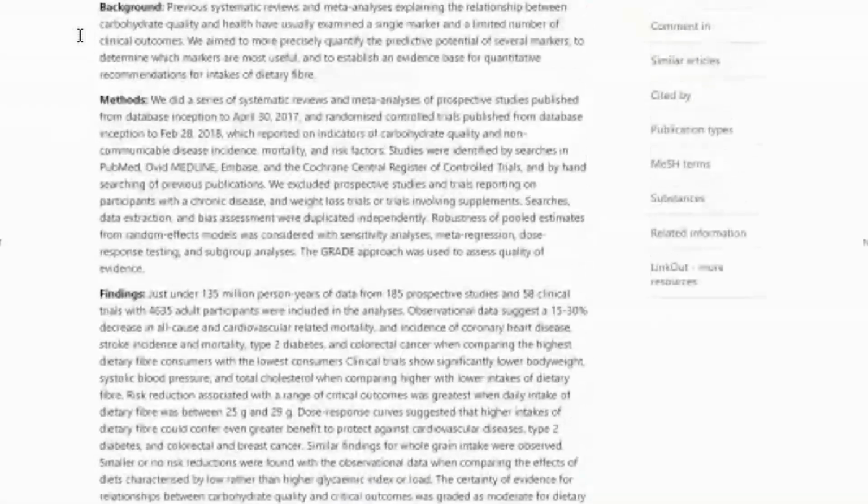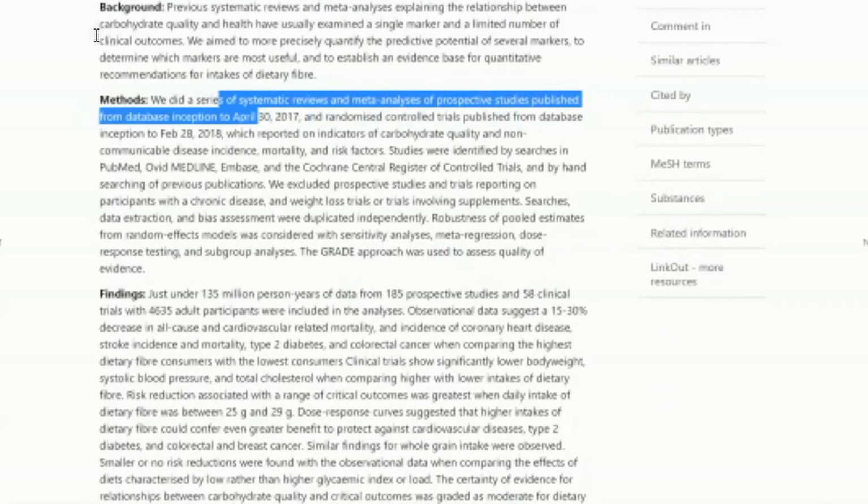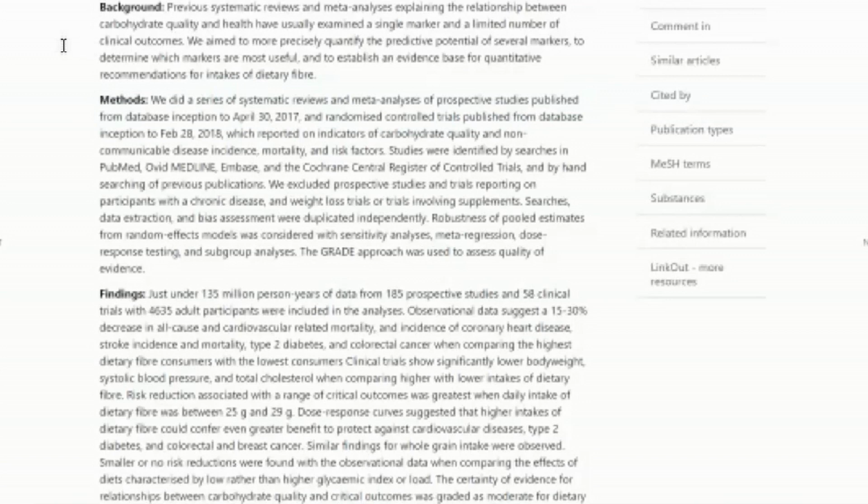They did a series of systematic reviews and meta-analyses of prospective studies published from database inception. Basically, what they've done is looked at broad data. They're talking about chronic disease, weight loss. They're just looking at a lot of different things in this. The GRADE approach, that's good. So we look at that and we've got to assess, did they use suitable methods to identify what they're trying to find out?